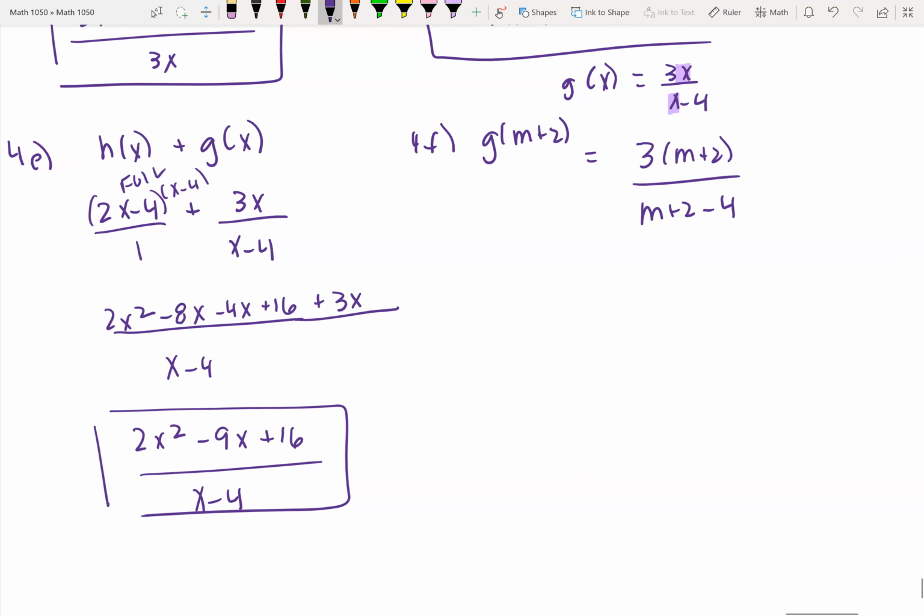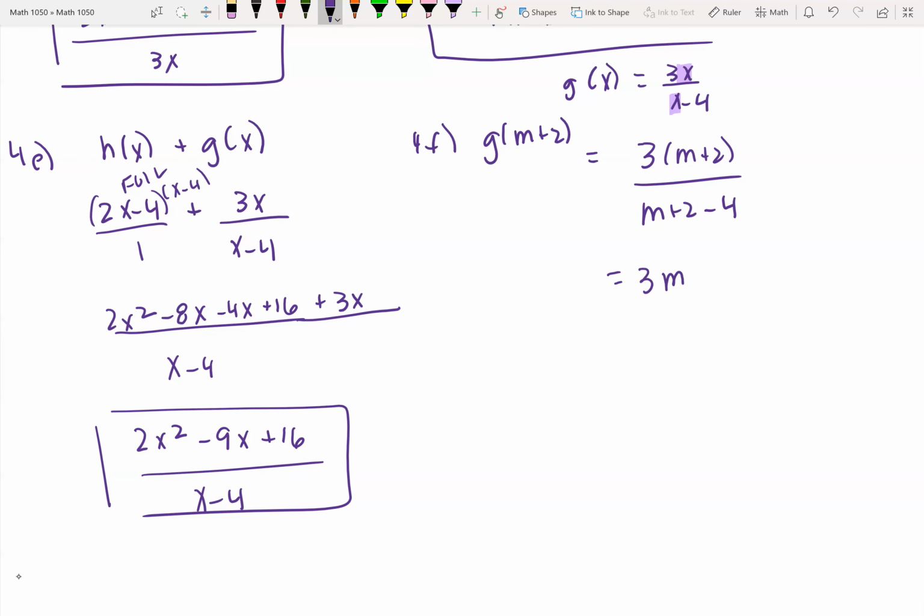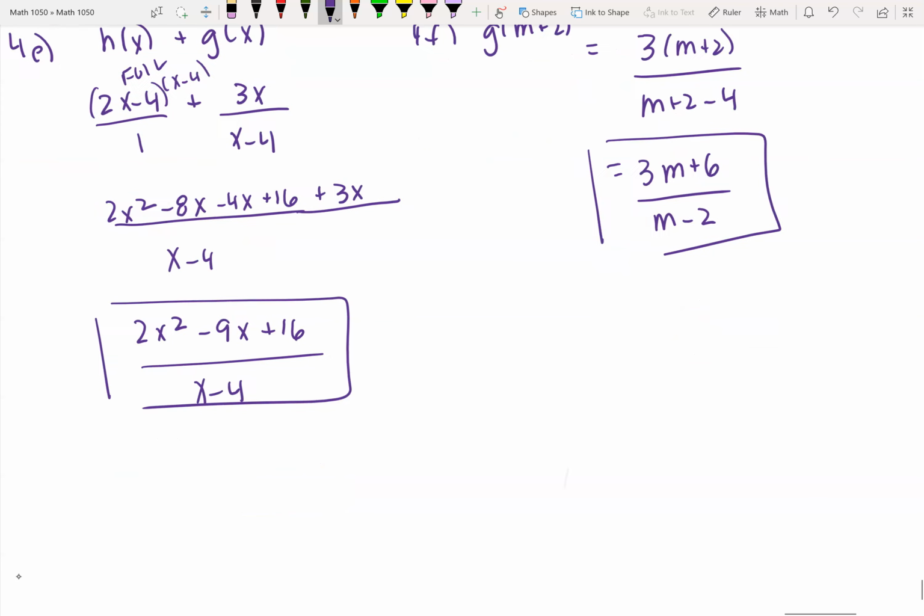Okay, on the top, distribute the 3: 3m plus 6. On the bottom, that gives you m minus 2. Nothing will simplify and you're done. Okay? All right, question 5a.